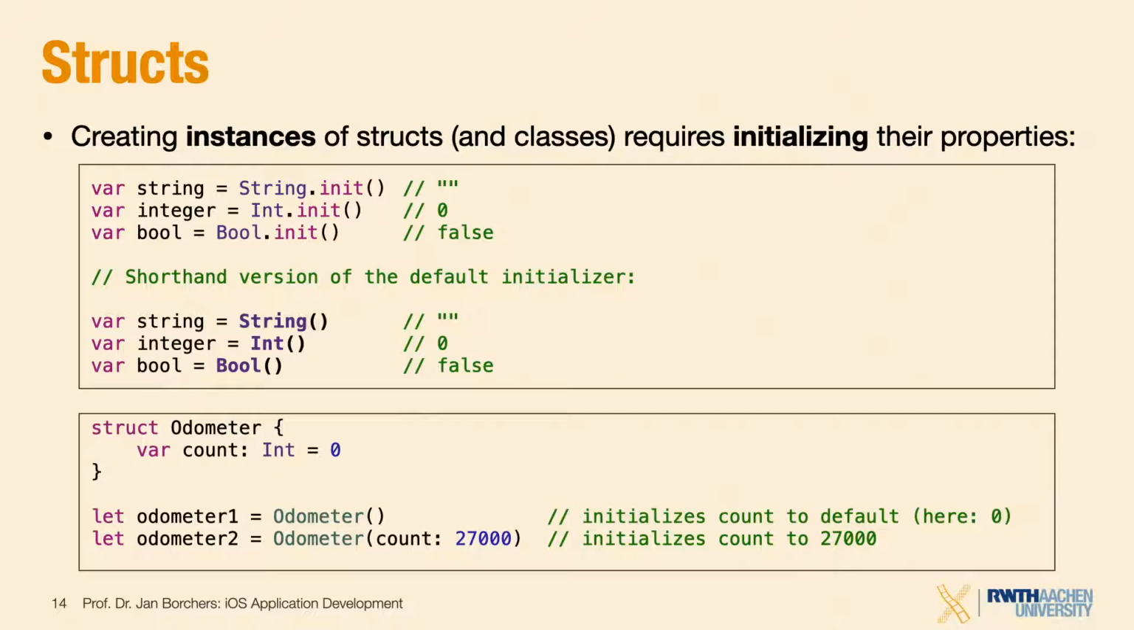Here's an example of using both the initializer that sets the value to the default and an initializer that actually sets the count to a particular value. If I just define my struct like this, I haven't written any initializers. This is all auto-generated by Swift at this point. Still, I get one initializer, which lets me just use the default value, just like I did here with string and bool. But I can also use a different initializer.